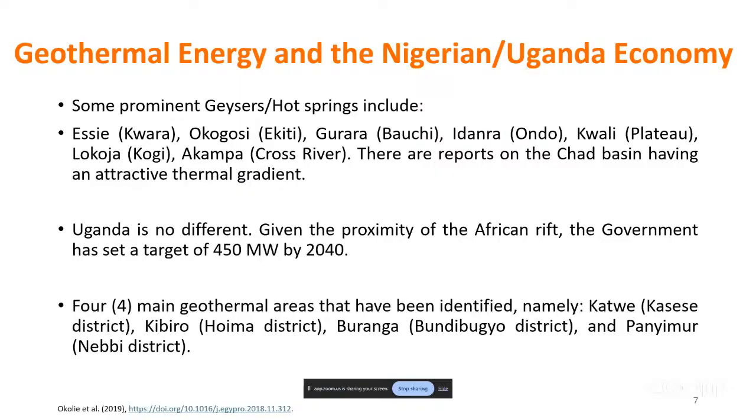For Uganda, the government has a target of 400 megawatts of power generation by 2040 from geothermal energy. Uganda sits close to the East African Rift, which is a very good site for volcanoes, and you have a very nice thermal gradient around that area. So you can actually explore geothermal energy in these areas. Both the Nigerian and Ugandan economies stand a very good chance to diversify their energy portfolio.